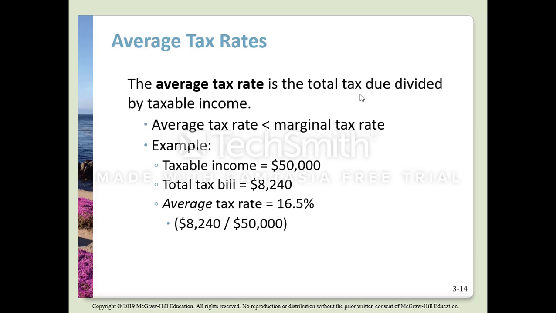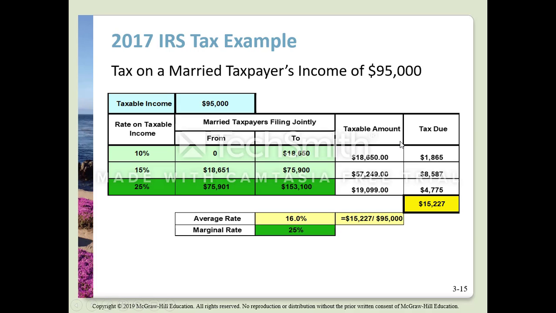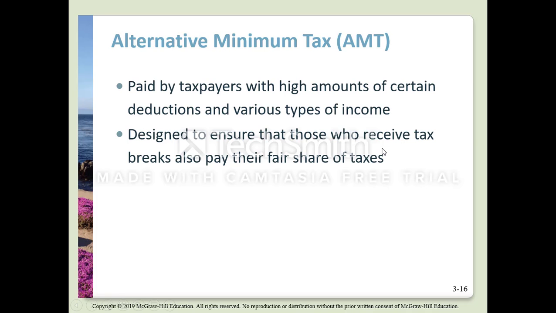You can also calculate your own average tax rate by taking the full amount of tax due and dividing that by the taxable income. And here is an IRS example for you to look at. And then also there is an alternative minimum tax, and this just makes sure people pay their fair share of taxes.